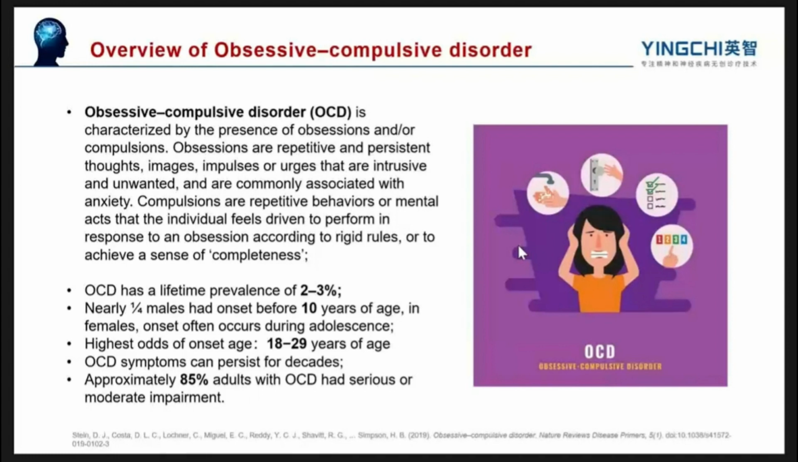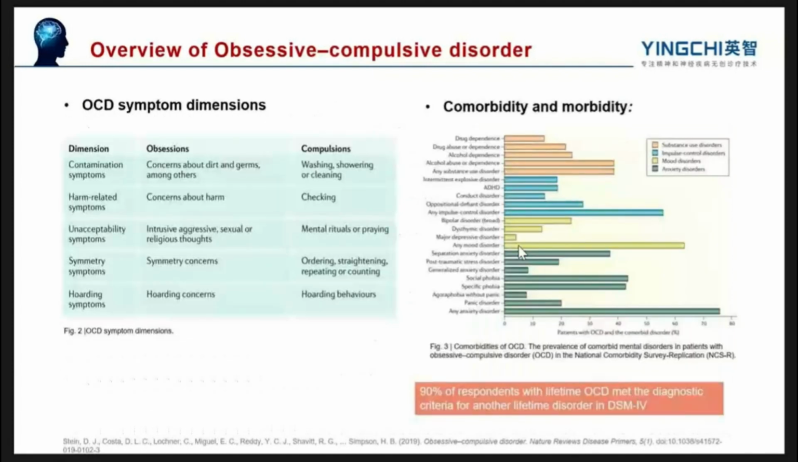And the prevalence studies show that the OCD has a lifetime prevalence of 2 to 3%, and it has early age onset. For example, nearly 1/4 men had onset before 10 years of age. And in females, onset often occurs during adolescence. And in general, the highest age of onset is between 18 to 29 years old. And OCD symptoms can persist for decades. And most of the patients have serious or moderate impairment. And according to different theories about the OCD symptom, the dimensions of this symptom can be divided into 5 factors.